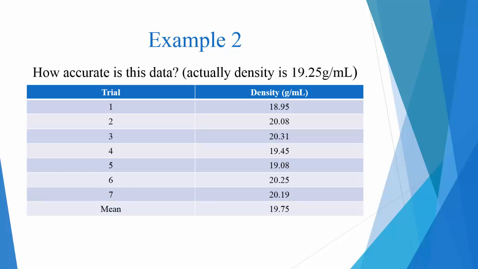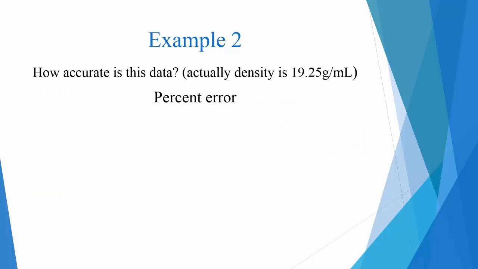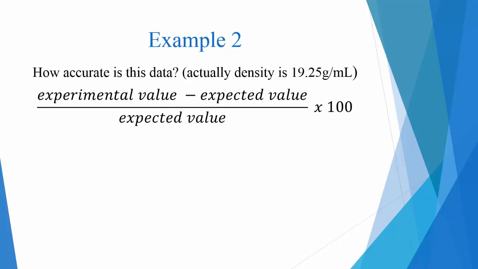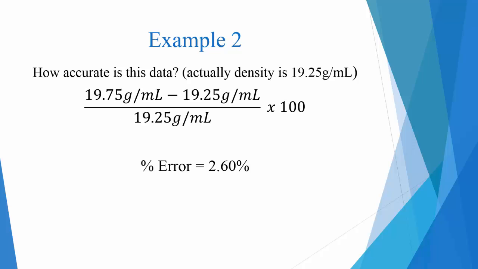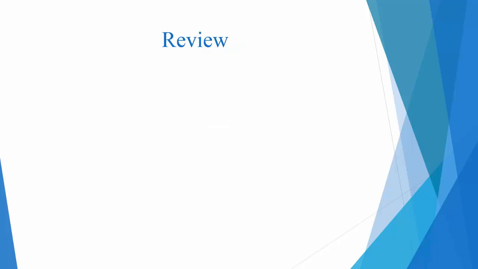Okay, the mean value is 19.75 grams per milliliter. So to determine how accurate this data is, we're going to use the percent error. We pull up the equation, the experimental minus the expected divided by the expected times 100. The experimental value is 19.75 grams per milliliter. The expected value is 19.25 grams per milliliter. Once again, just plug and chug. There are the values plugged in. You do the calculations and you get a percent error of 2.60. 2.60 is positive, which means your experimental value was just higher than your expected value.